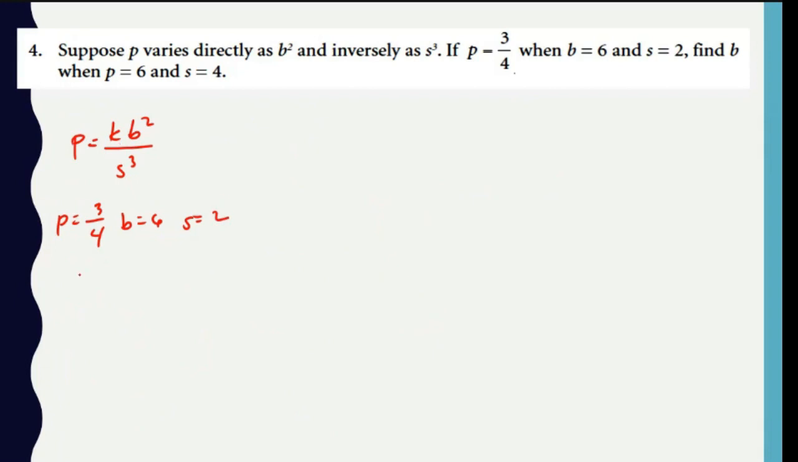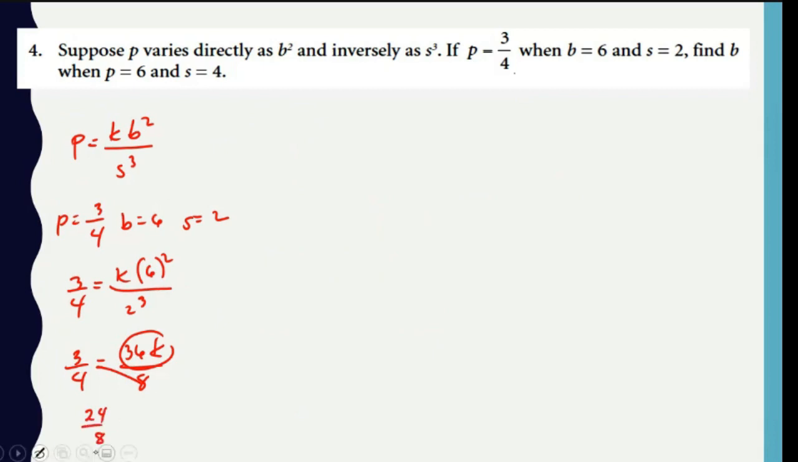I will substitute to the tentative equation to solve for K. 3 over 4 is equal to K times 6 squared all over S cubed, which is 2 cubed. Okay, simplifying, we'll have 3 over 4 is equal to 36K all over 8. So isolating 36K, I will multiply 8 to the other side, to the numerator, 3. 3 times 8 is 24 over 4. 24 over 4 is equal to 36K. So solving, 36K is equal to 24 over 4.